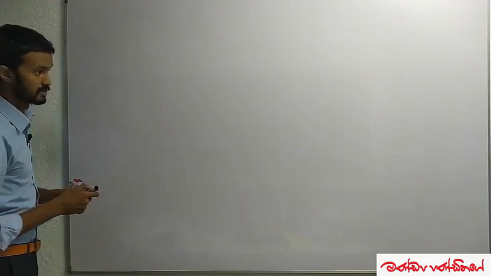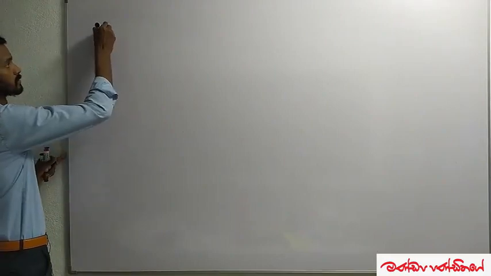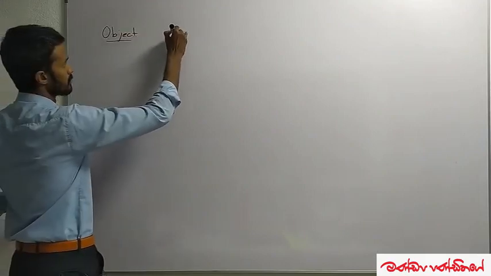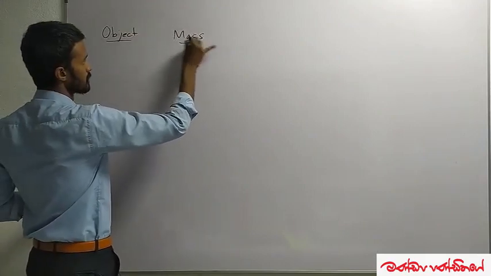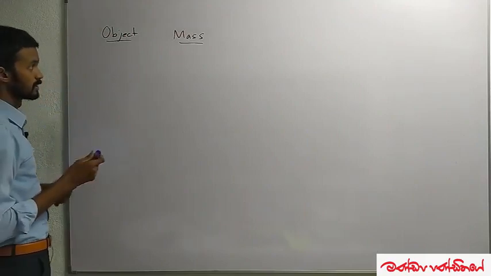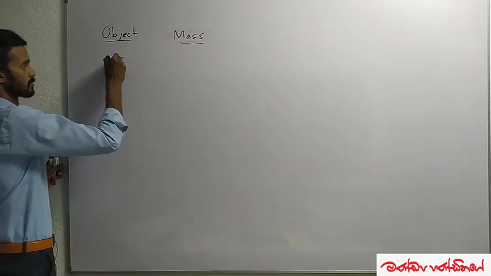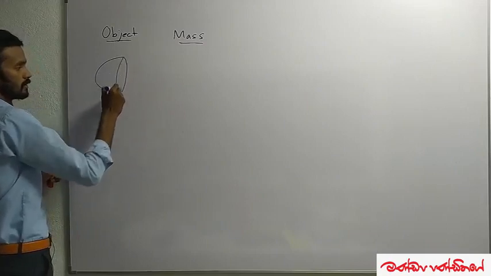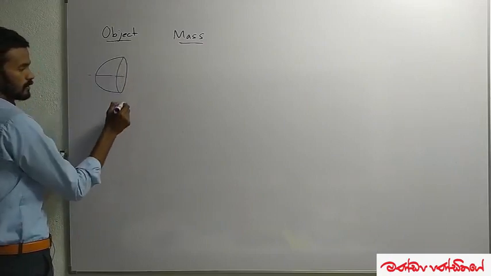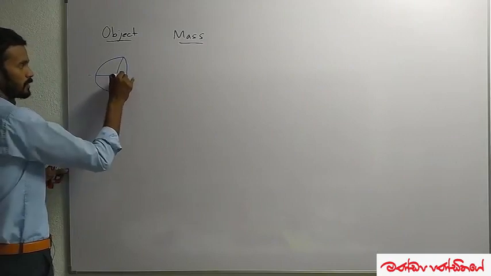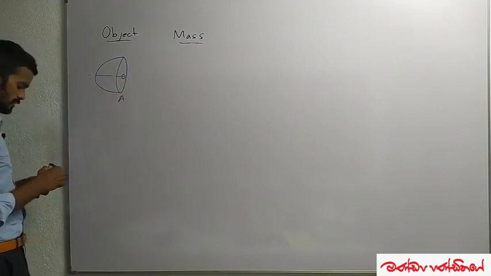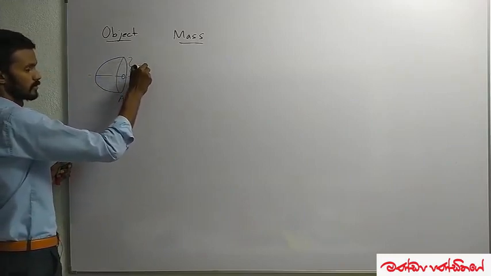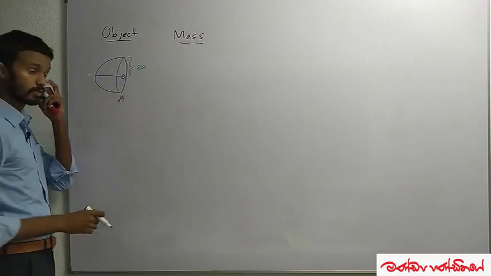So I'm just using a small chart. I'm doing the object and I'm taking the mass. First I'm considering the hollow hemisphere. They have given this as A and this point as O. And we know the radius of this one is 2A. They have given it. Read the question properly. They have given the radius is 2A.